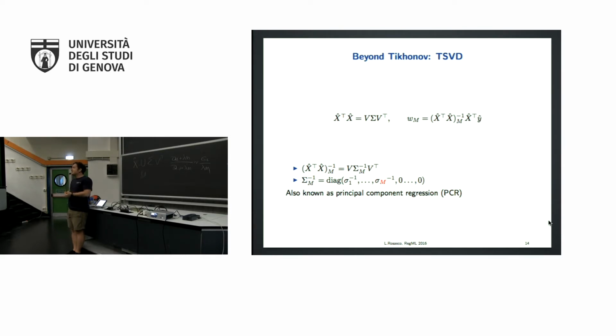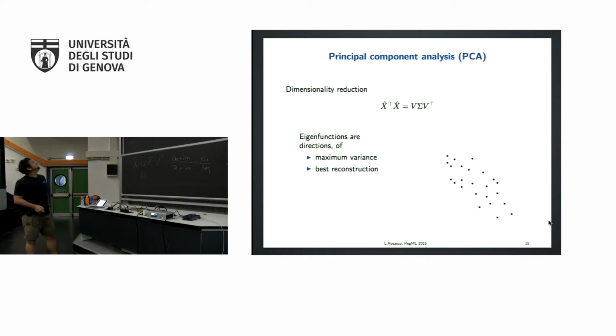In numerics, this is called truncated singular value decomposition or spectral cutoff regularization. In statistics, this is called principal component regression. Why is that? Well, we're not going to cover this, but again, this is not your first learning course, and I hope that in your first learning course, somebody taught you what a PCA, the principal component analysis, is. You know it very well.